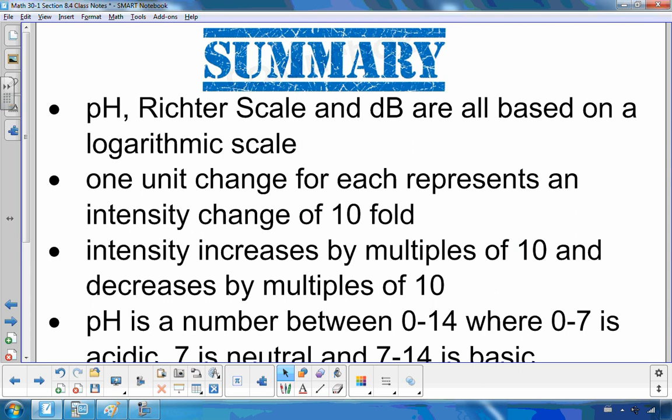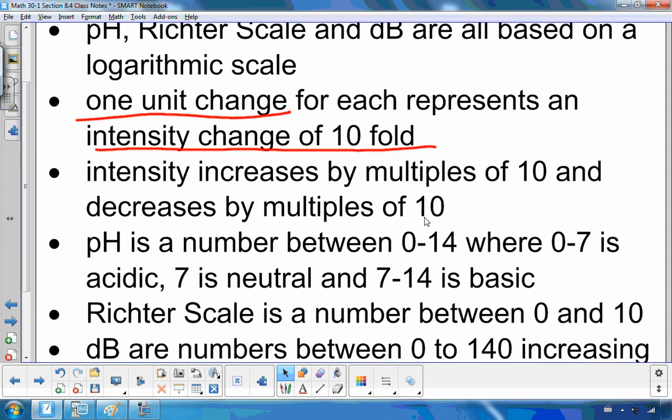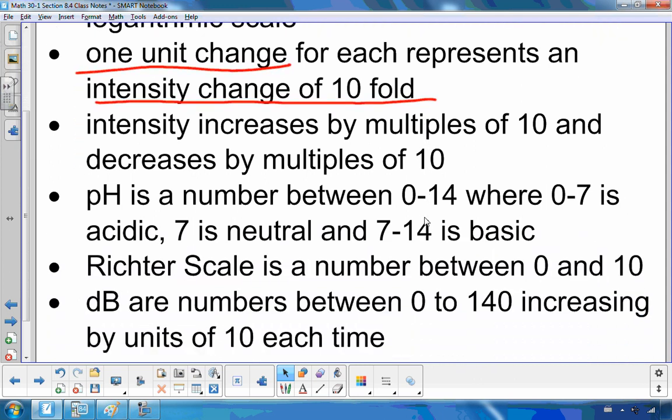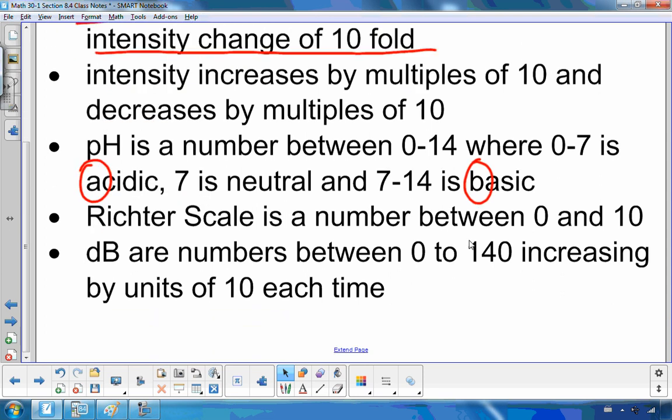pH, Richter scale, decibel, all based on the log scale. So 1 unit change in that scale represents an intensity change of 10-fold. So these are all multiples of 10. As I go up in intensity, I'm increasing by multiples of 10. As I decrease down that scale, I'm going down by multiples of 10. Remember that pH is a number between 0 and 14, where the top half is basic and the bottom half is acidic, alphabetical order, A before B. Richter scale, number between 0 and 10. And remember that decibels are numbers between 0 and 140, increasing by units of 10 each time because we're dealing with decibels.